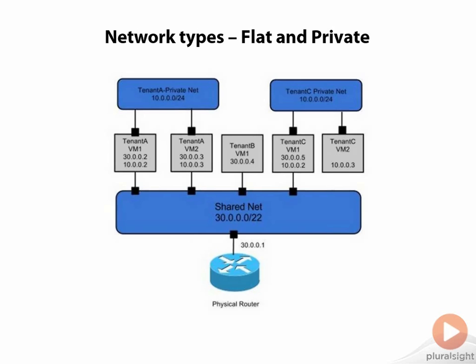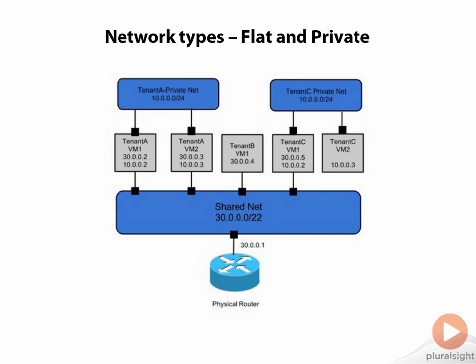There may be certain traffic that they only want to be transmitted across the 10 network for privacy. And then all external facing traffic traverses the physical router using the 30.0.0.1 gateway from those 30 addresses. Tenant B there only has one machine, which is nice and easy.